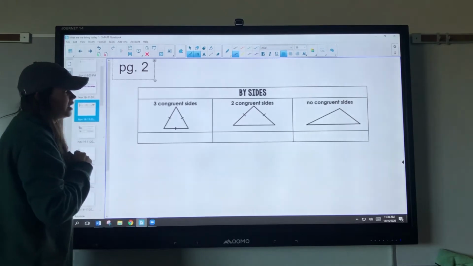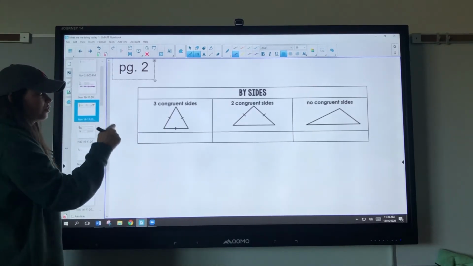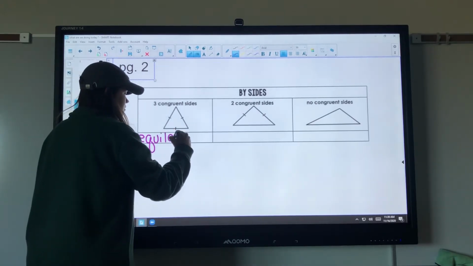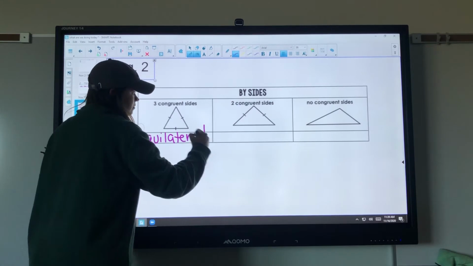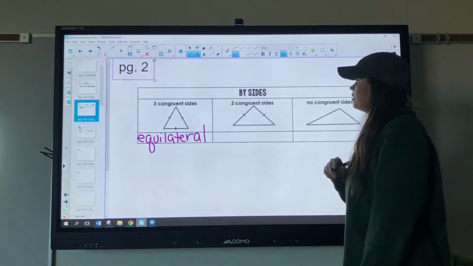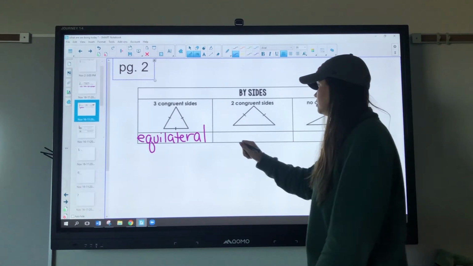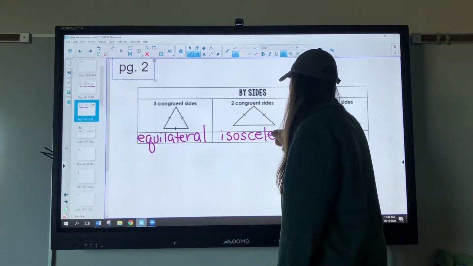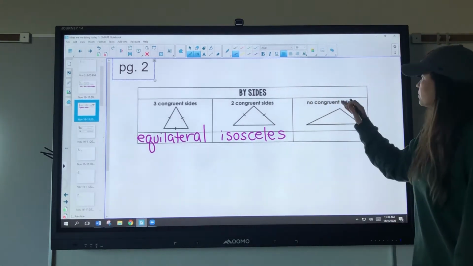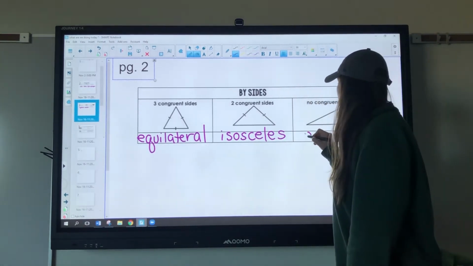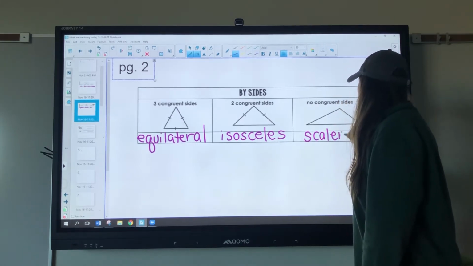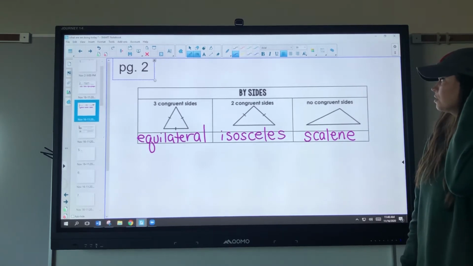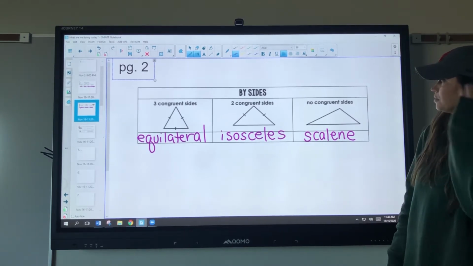So if all 3 sides have the same length, meaning they're all congruent, that is when you call it equilateral. Okay, if only 2 sides are congruent and this 3rd side is different, that's called isosceles. And then if all 3 sides have a different measure, that's called scalene. So again, that's classifying them strictly by the details of their sides.